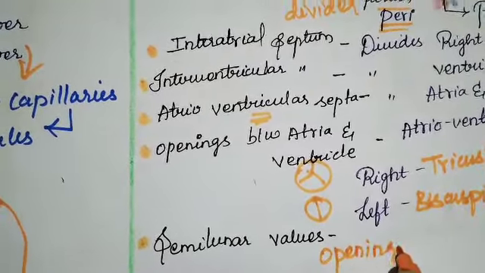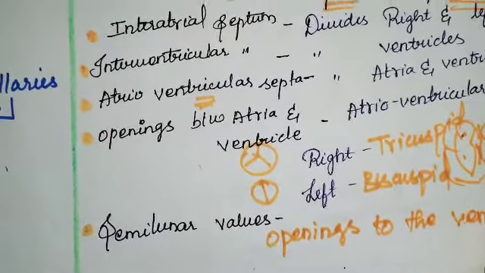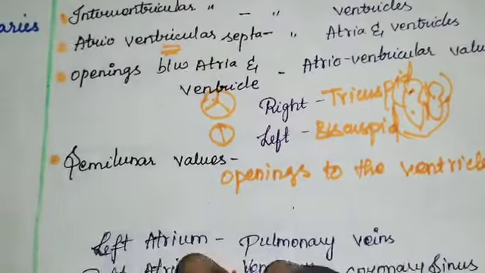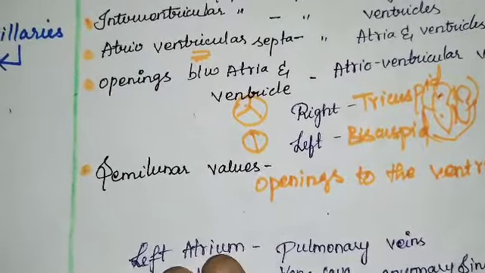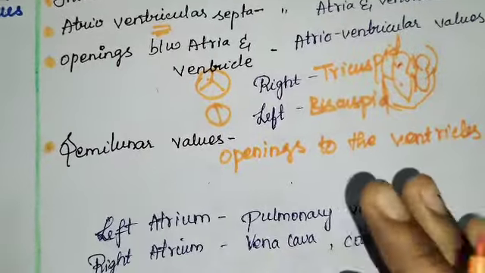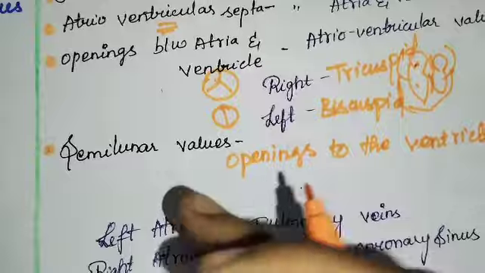Openings to the ventricles. Okay. Openings to the ventricles means when the pressure is increased in the ventricles, they should push the blood through some gate. That gate is the semilunar valves. These semilunar valves lead the blood to the arteries.